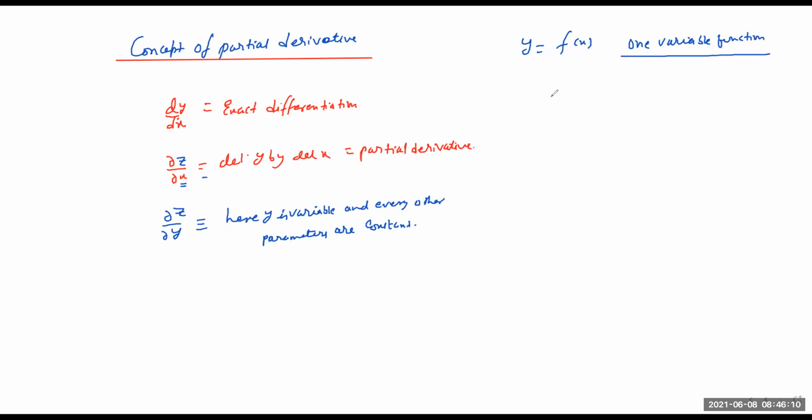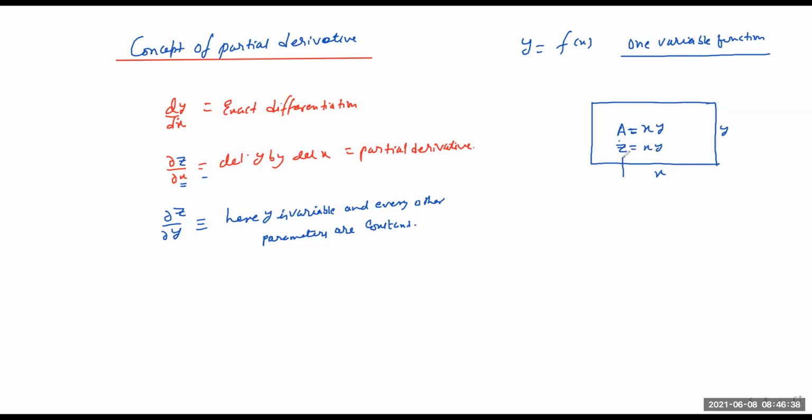Okay. Let's take a rectangle of length x and width y. So how can we write the area? It is x into y. So the area is x into y. If I take the area as z, you can see this z is xy.